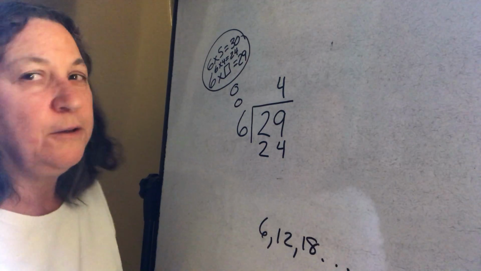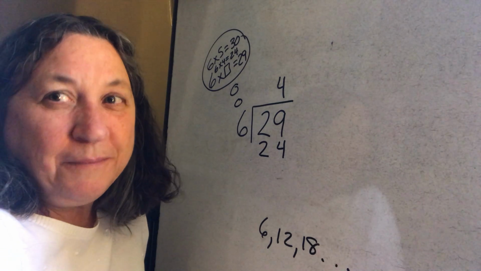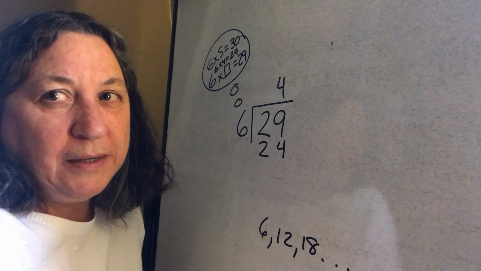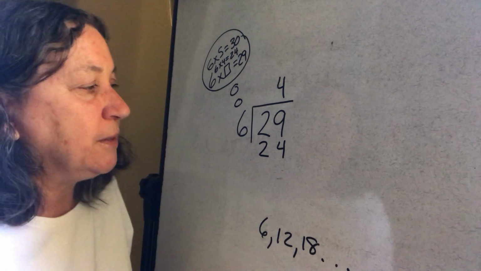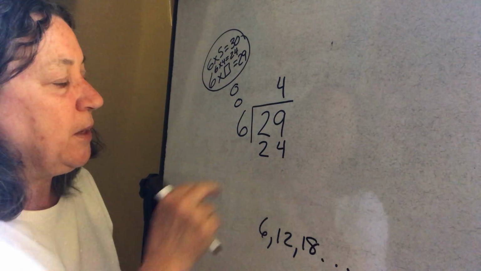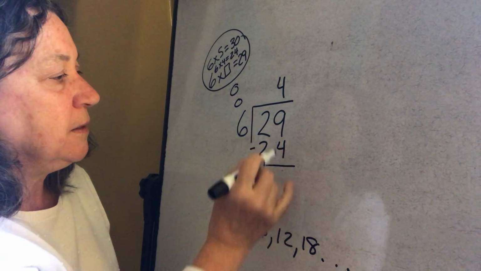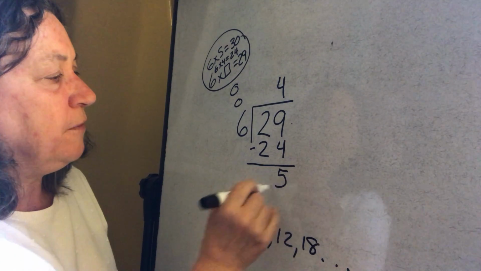Do you remember what we do next? Some people try to memorize the steps, but I try to think about why would I do this. I'm trying to find out if there are enough left to make another group. So I'll subtract. 9 minus 4 is 5.